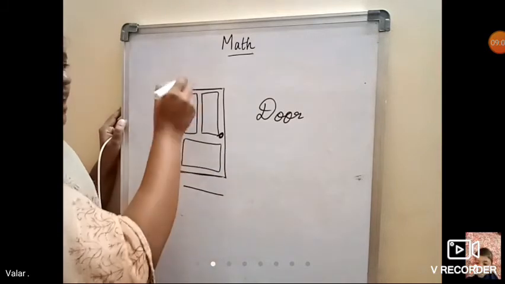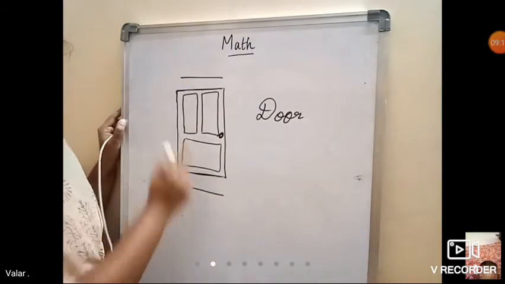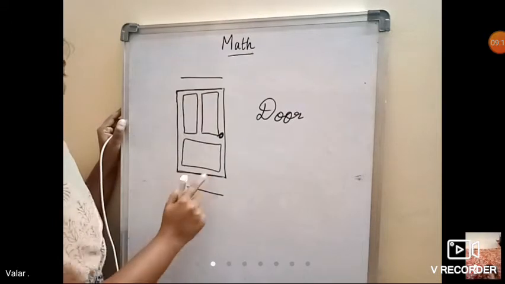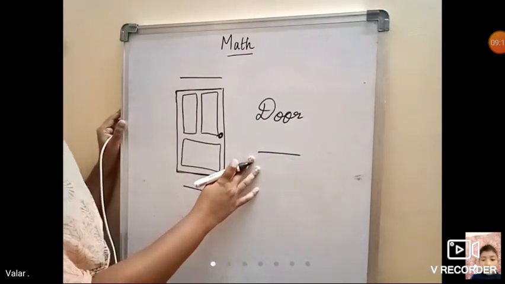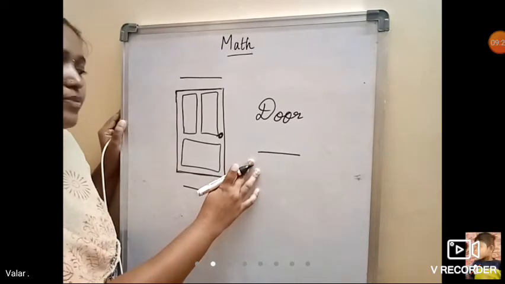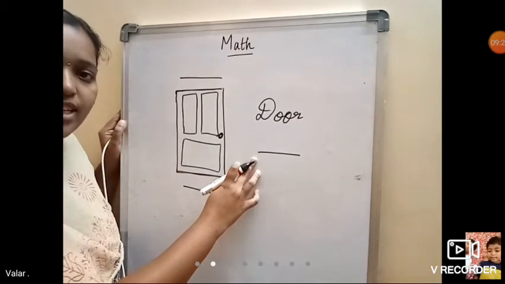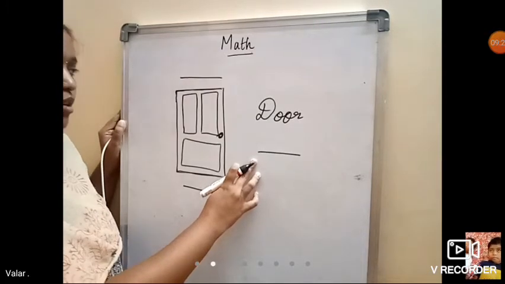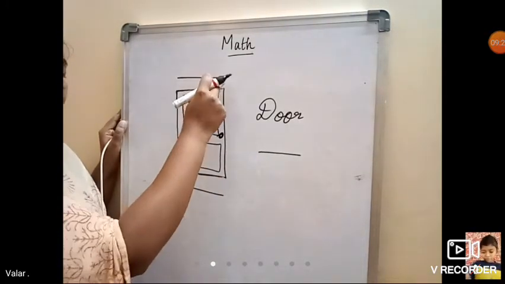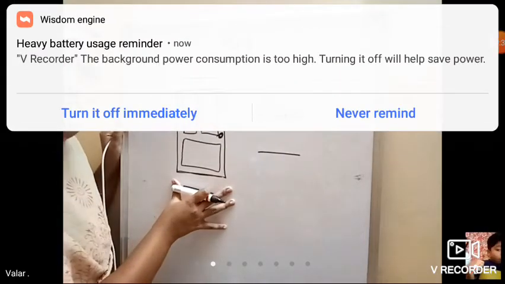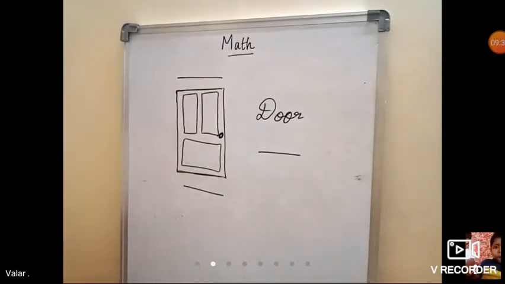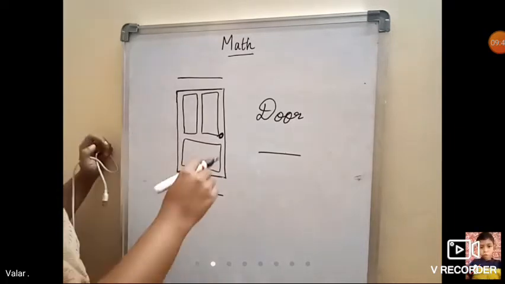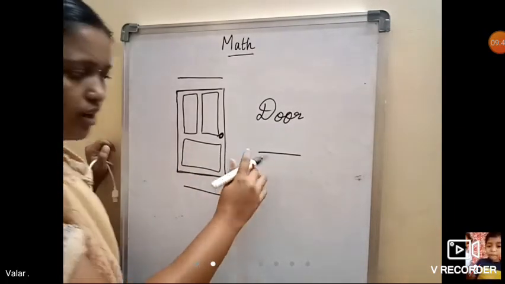The lines are like this. How is the line at the top and bottom? It is like a straight line. This straight line is also called a horizontal line. What is it? Horizontal line. The straight line at the bottom and the top of the door, fridge, is called a horizontal line. Next one. This is called horizontal.